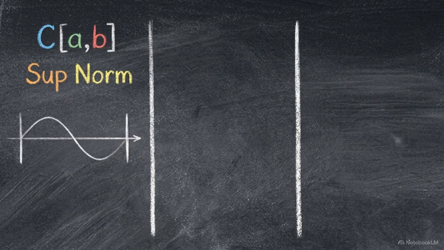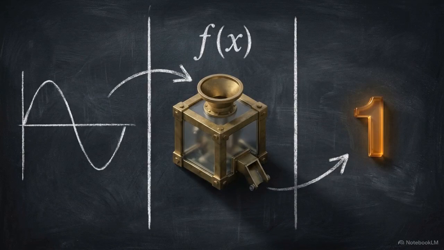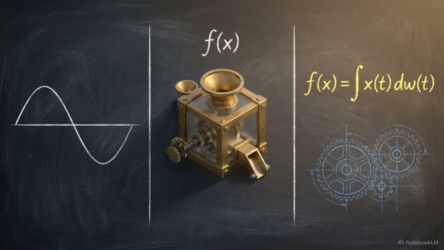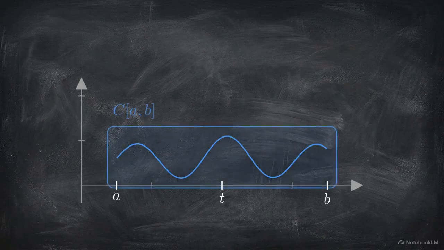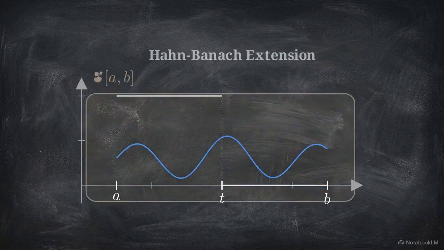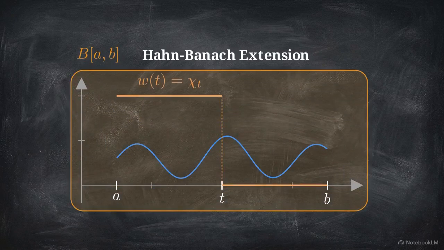Let's pull up a quick summary. We started with the space C[a,b], a universe of continuous curves, and saw how bounded linear functionals map those curves to finite scalars. Riesz's representation theorem provides the blueprint for how those functional machines operate. And when we need to construct the integrator itself, the Hahn-Banach theorem provides the domain extension necessary to complete the math.